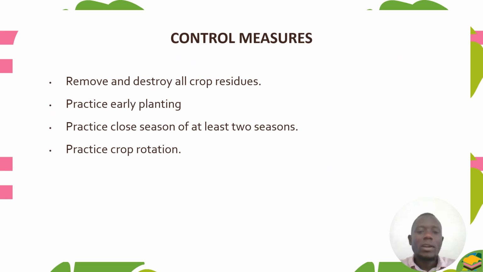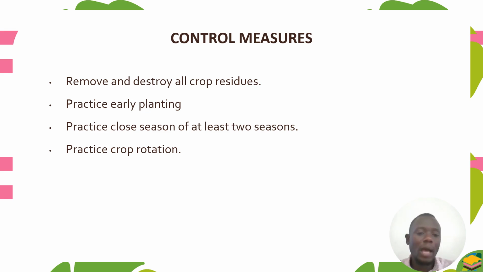Okay, so let's now look at the control measures. The first one is you have to remove and destroy all crop residues. Removing the crop residues and destroying them is one way of controlling them. Then we've got practicing area planting. Area planting is also one of the control measures. Then talk of practicing a fallow season over at least 2 seasons.